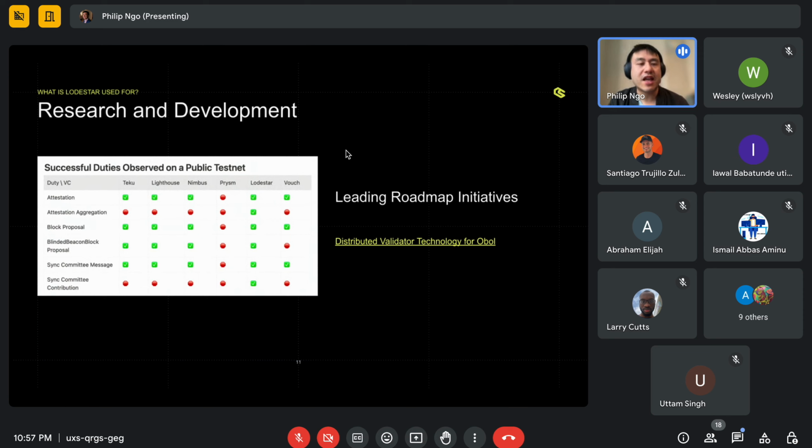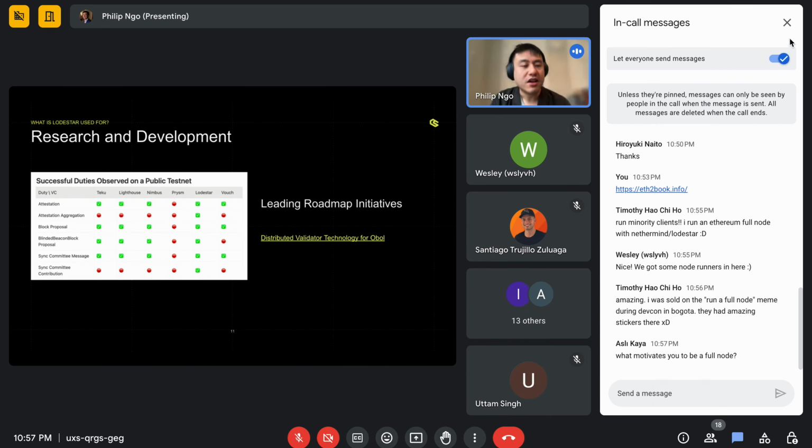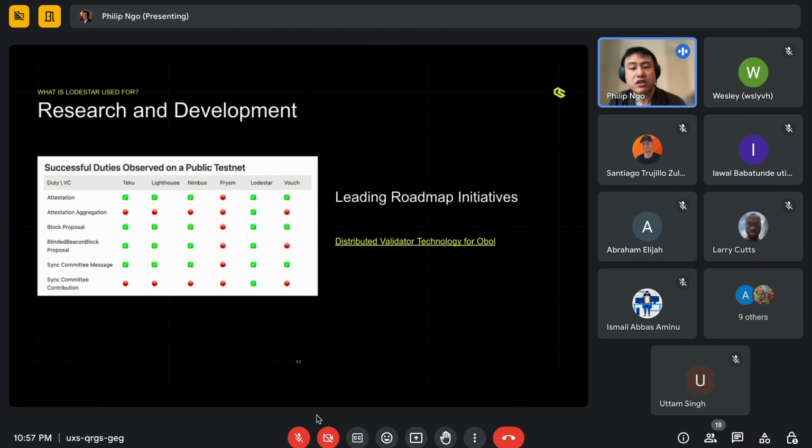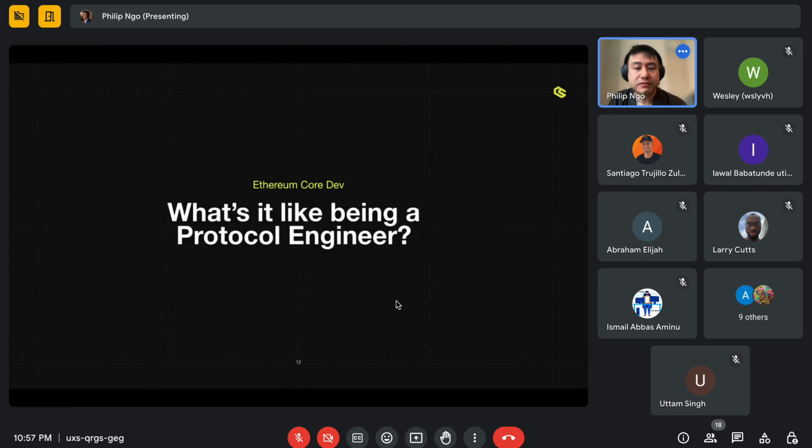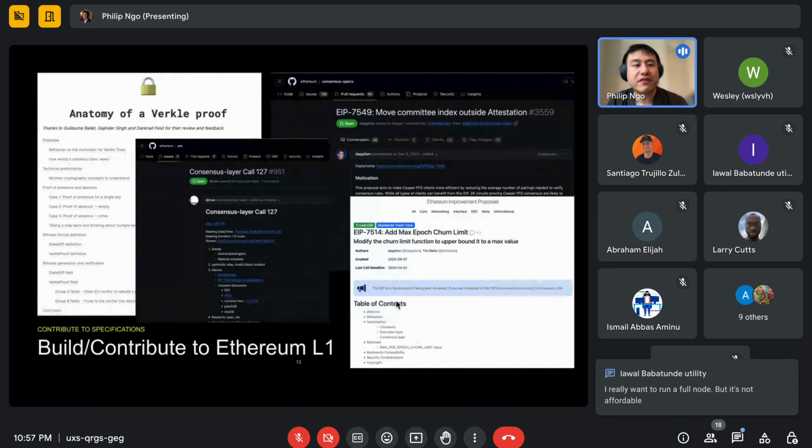If you've ever done staking, you probably would have heard of a new trend, basically distributed validator technology, for people who don't have 32 ETH to stake for their own validators. So, we're helping to lead some roadmap initiatives there. And this would be another use case for something like Lodestar if you're looking to understand how to better contribute to distributed validator technology. So what's it like to be a protocol engineer at a very high level?